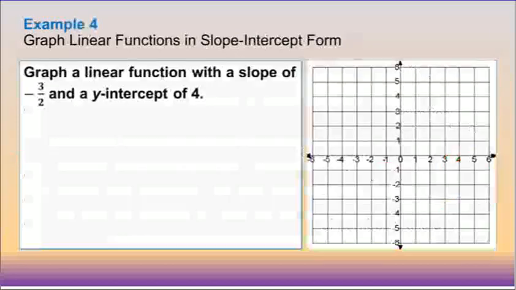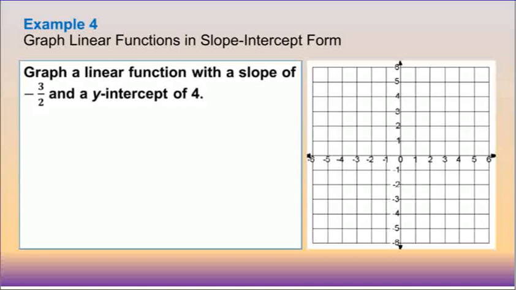So an example, graph a linear function with a slope of -3/2 and a y-intercept of 4. So I'm going to first put my point, my y-intercept here of 4 on the y-axis, and then a slope of -3/2, which means I'm going to go down 3, and then I have to go to the right 2. And why to the right 2? Because negative slopes go down from left to right. And there would be my equation.